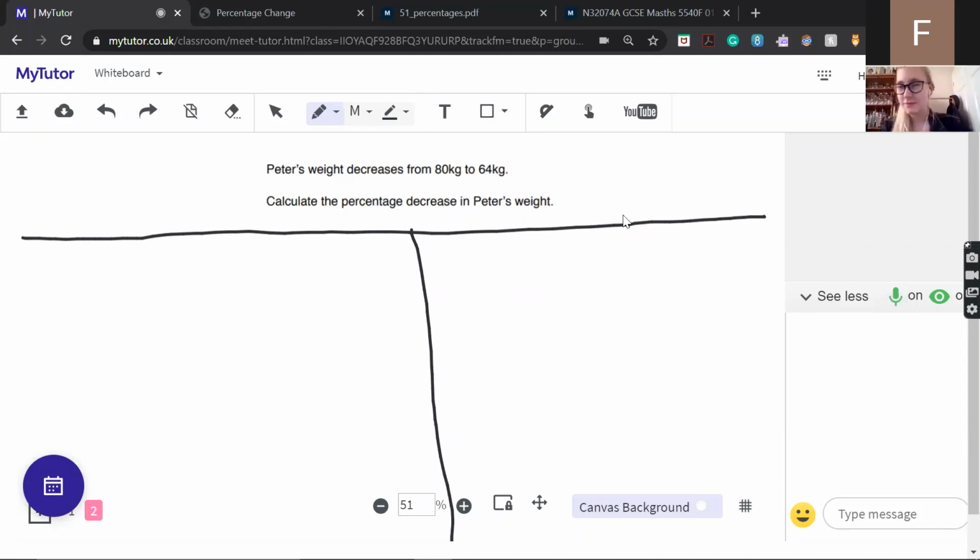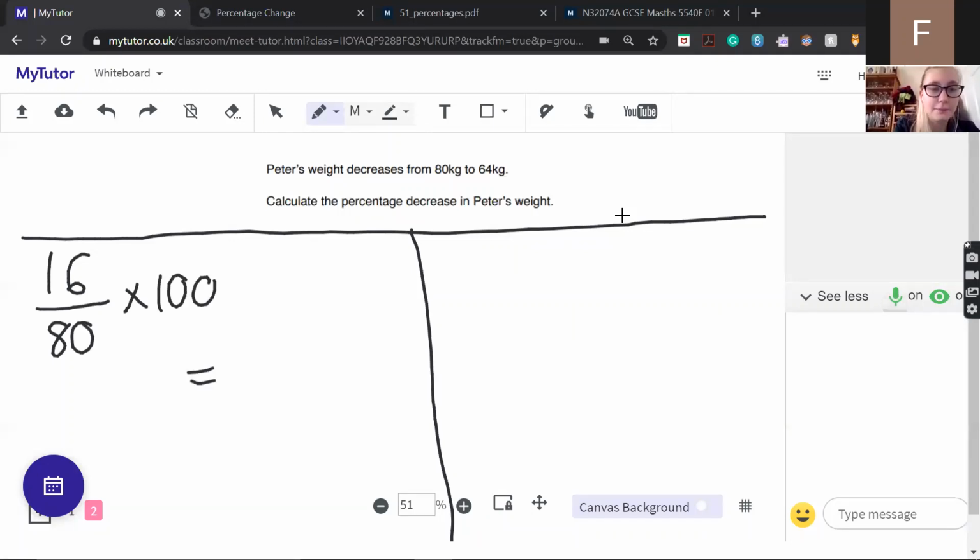I mean, it's very similar, but we're going to do what's the decrease and do that as a percentage of the original amount. So he's lost 16 kilograms. So we do 16 out of 80 and times that by 100 to get our percentage. So that's going to be 20%.